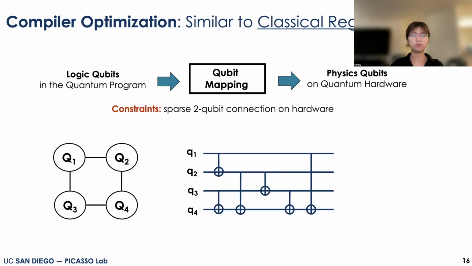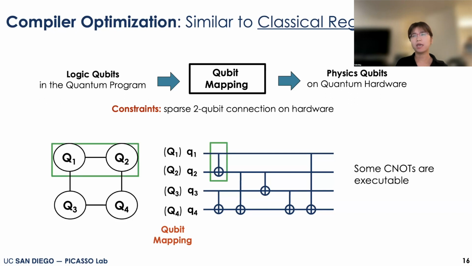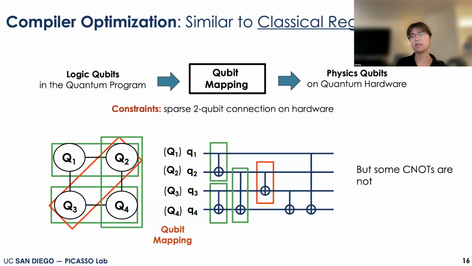Here I just want to use another concrete example to show you how this happens. On the left-hand side is a quantum machine with 4 physical qubits, and it's not fully connected. To be fully connected, you need 6 edges, but now you only have 4 edges. And on the right-hand side is one quantum program we want to run on this machine. Suppose we go with some initial mapping here, and we can say, okay, the first gate is executable, so are the second gate and the third gate, but the fourth gate is not executable because the qubits are not directly connected on your hardware. And similarly for the 6th gate.